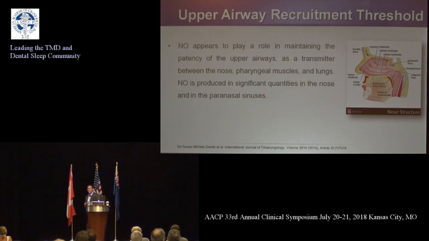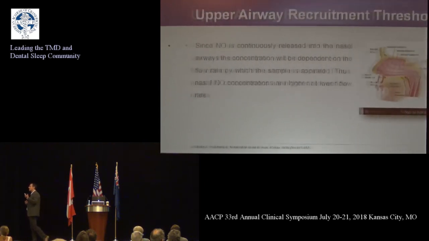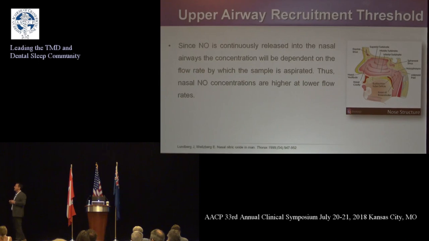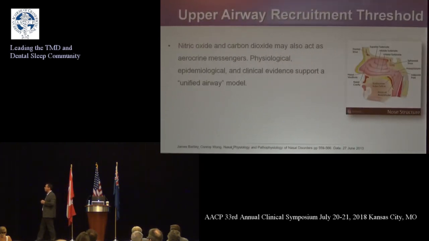And nasal breathing, nitric oxide is a transmitter between the nose, the pharyngeal muscles, and the lungs. Nose breathing, again, comes back to it as a signaling molecule. And as I said at the start, it's continuously released into the nasal cavity. If you breathe slowly, you'll have a higher concentration of nitric oxide. Your breath hold time also influences how fast you breathe. We want light breathing through the nose, regular breathing, a normal respiratory rate and tidal volume, driven by the diaphragm.